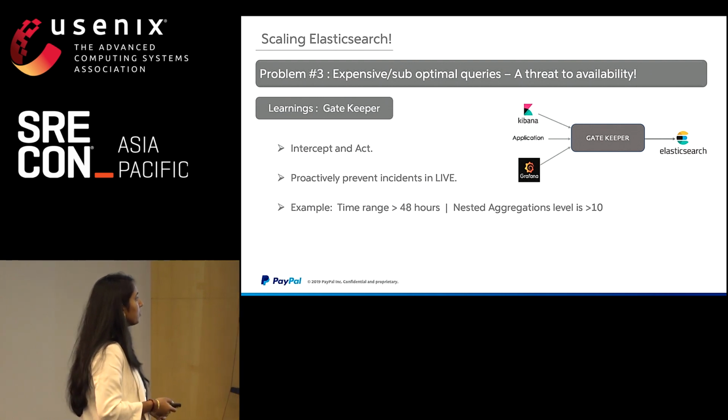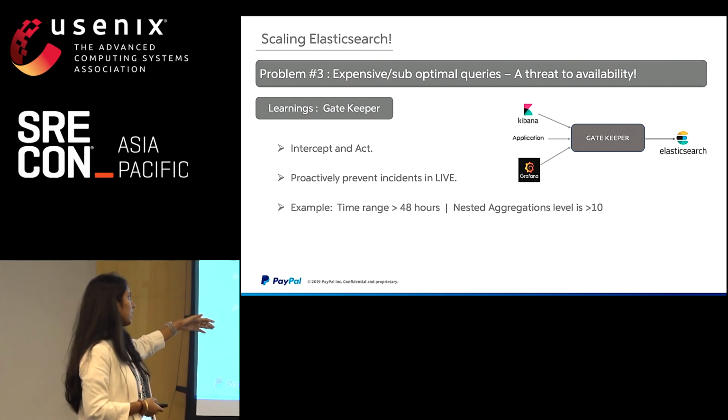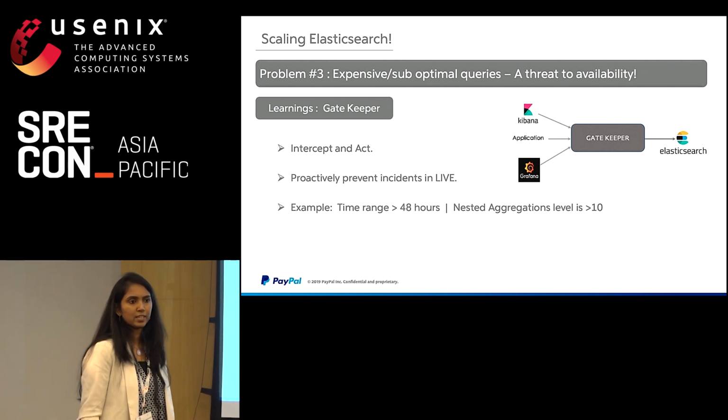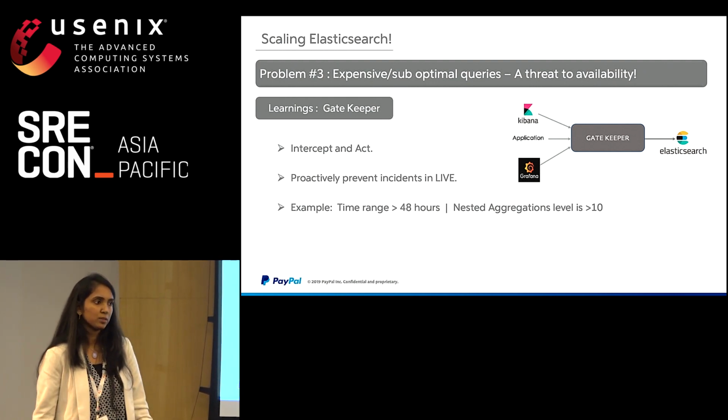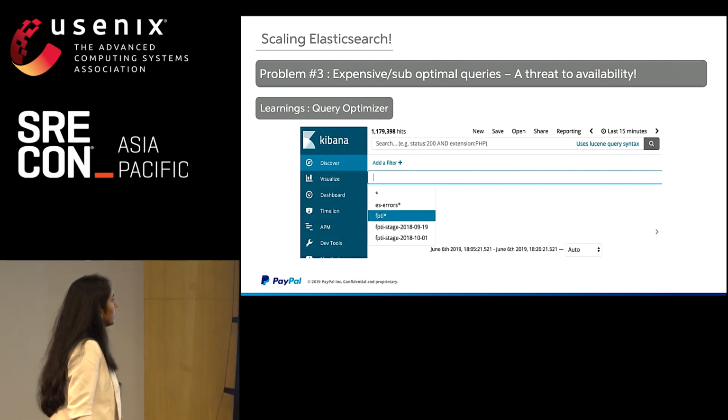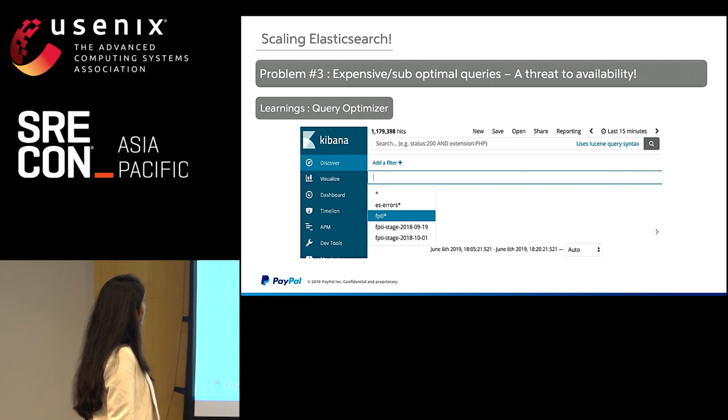Currently we have a capability where you can say, for a time range greater than 48 hours, block it. Or if you have a nested aggregation level greater than 10, just block it, depending on the cost aspect of things. The third one is the query optimizer that we would talk about.